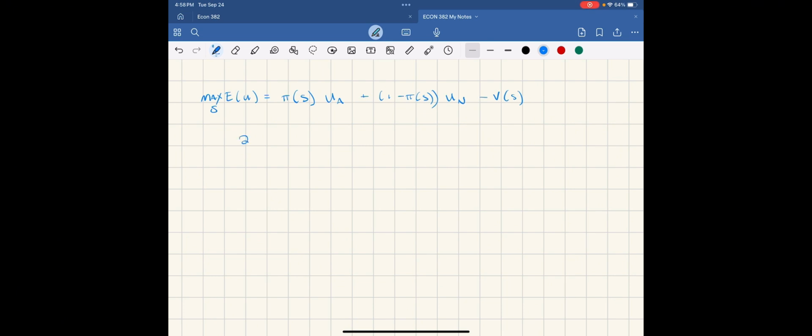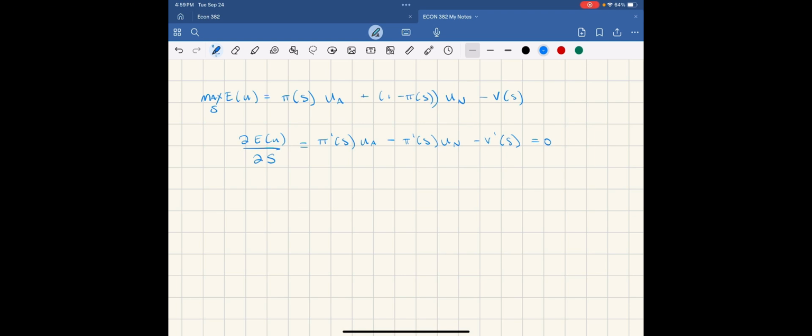So to do that, we take the partial derivative of the expected utility with respect to s. And so that will give us pi prime of s times the utility when there's an accident, minus pi prime of s times the utility when there's no accident, minus v prime of s. And we set that equal to 0.